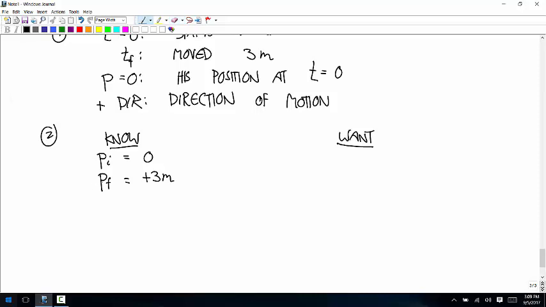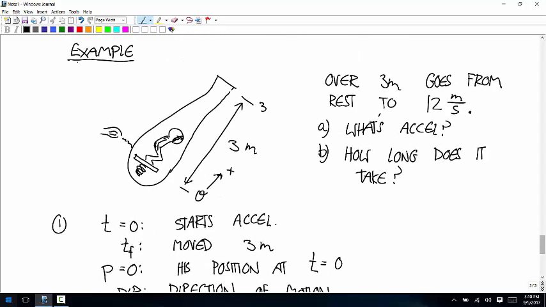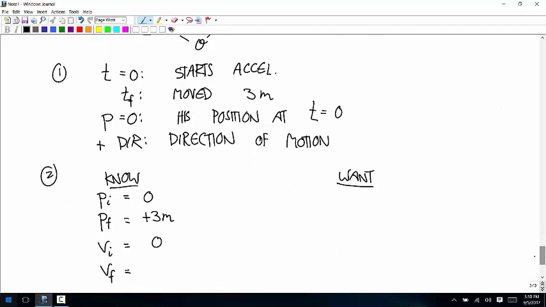Do we know the velocity at time equals 0? Yep. He starts at rest, so V initial is 0. And do we know the velocity at time final? Yeah, we know that. We know that the speed is 12 meters per second. And like we'll often have to do, in this case, we have to supply the direction ourselves. So what direction is he moving? We know he's going 12 meters per second, but is he in the positive or negative direction? Positive.